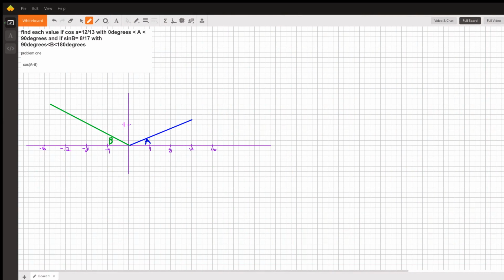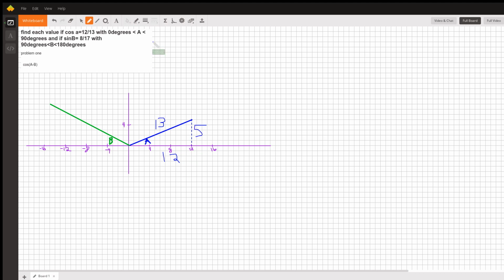I have set the problem up so that we have a cosine of A that is 12, that's the x component, over 13, which is the hypotenuse. And if you do the Pythagorean theorem, a squared plus b squared equals c squared, you find out that this is 5.